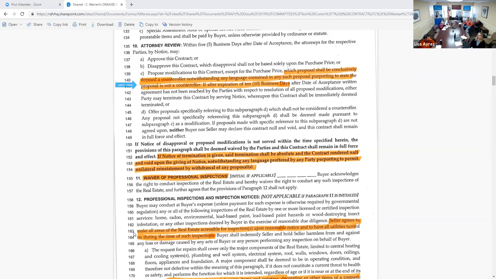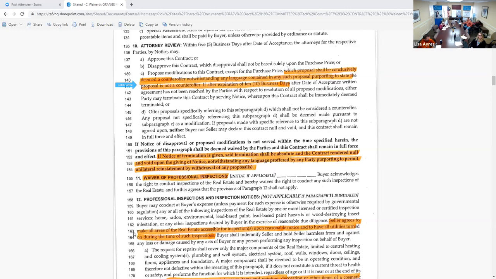Okay. If it walks like a duck and talks like a duck, it's a duck. If you make changes under paragraph C, no matter what your attorney says, it's a counteroffer. Plain and simple. The intent here is only to be making changes under paragraph C that you might be willing to lose the property for, okay?